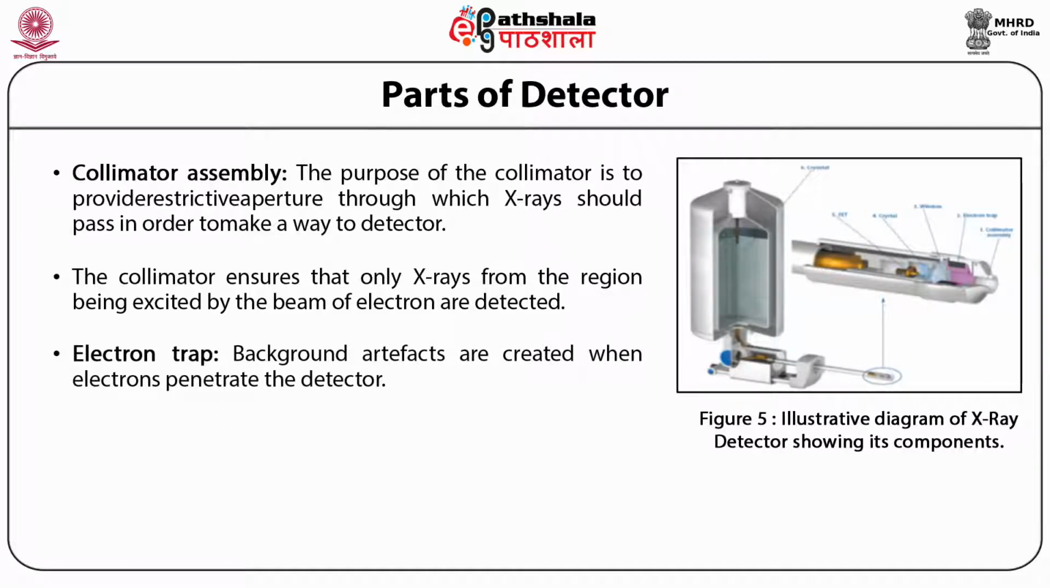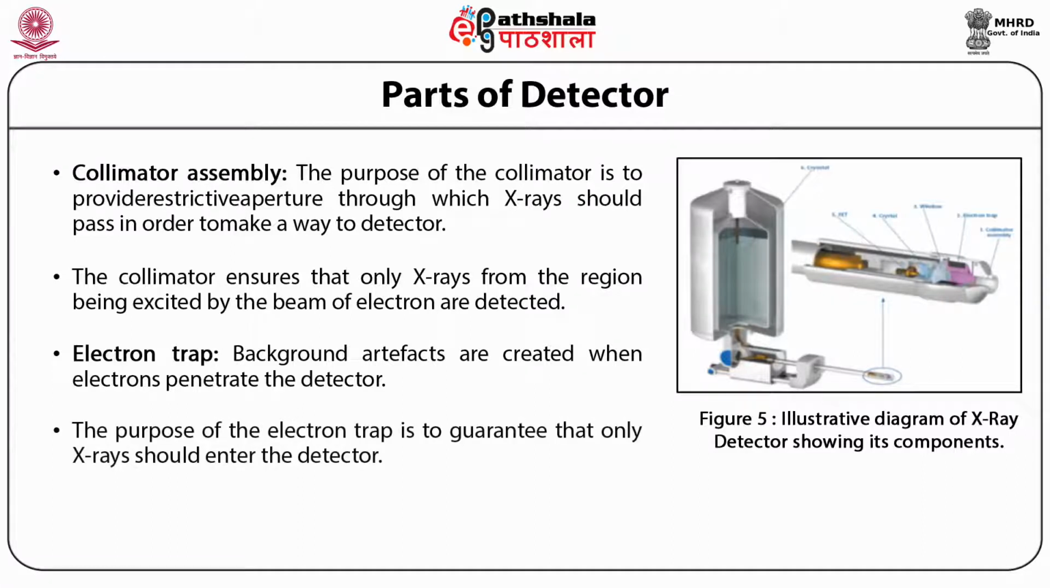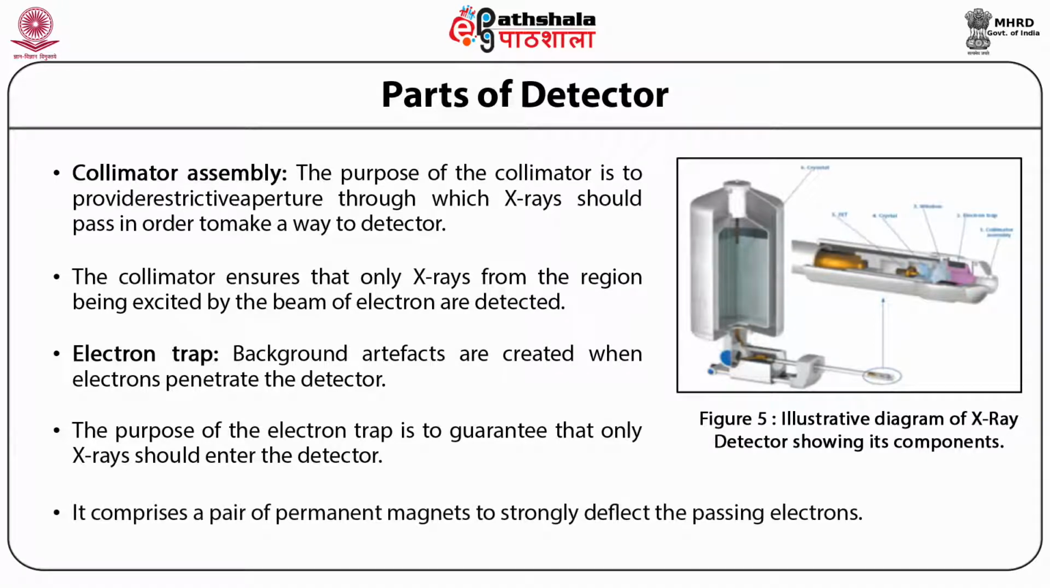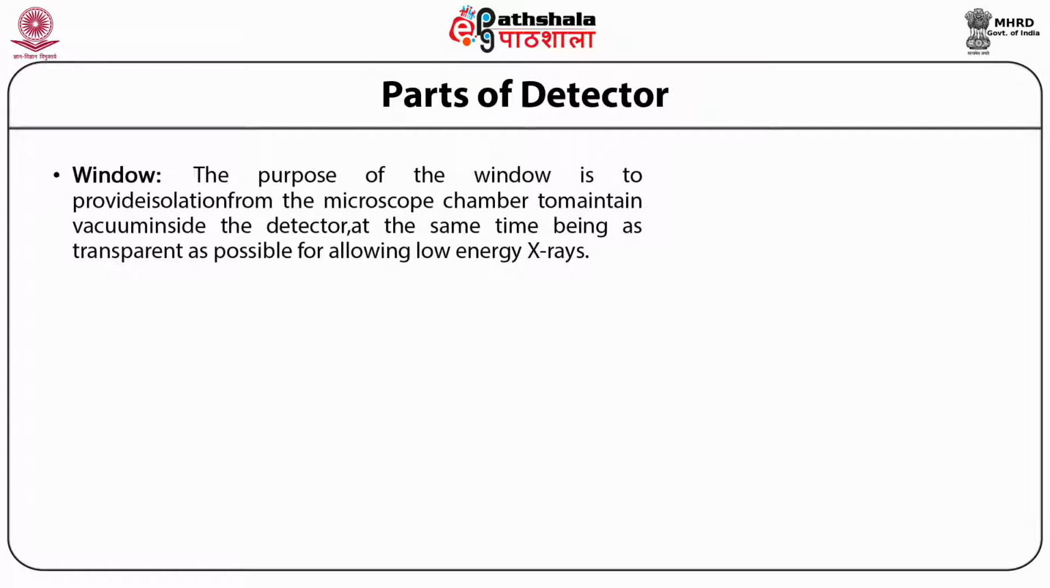The background artifacts are created when electrons penetrate the detector. The purpose of the electron trap is to guarantee that only X-rays enter the detector. It comprises a pair of permanent magnets to strongly deflect the passing electrons. The window. The purpose of the window is to provide isolation from the microscope chamber to maintain vacuum inside the detector. At the same time, it is as transparent as possible for allowing low energy X-rays.